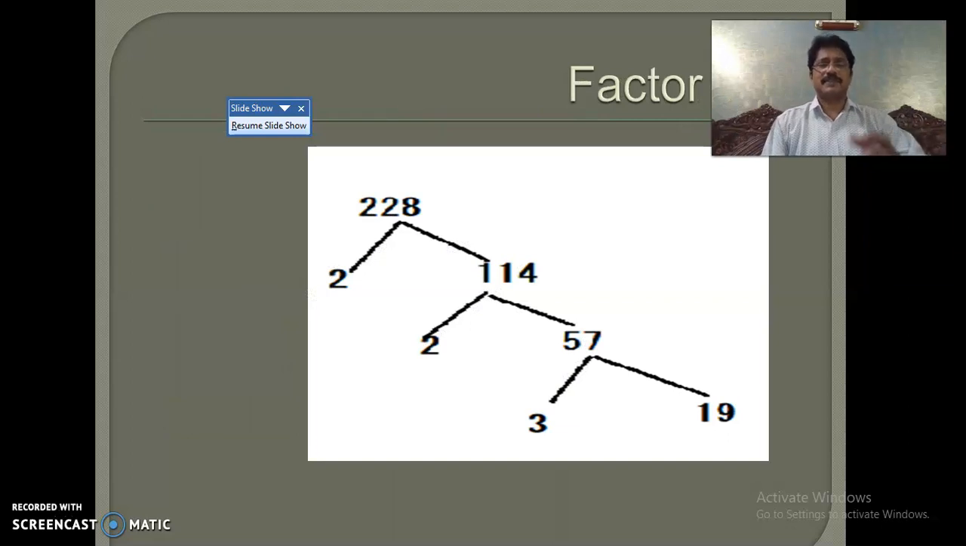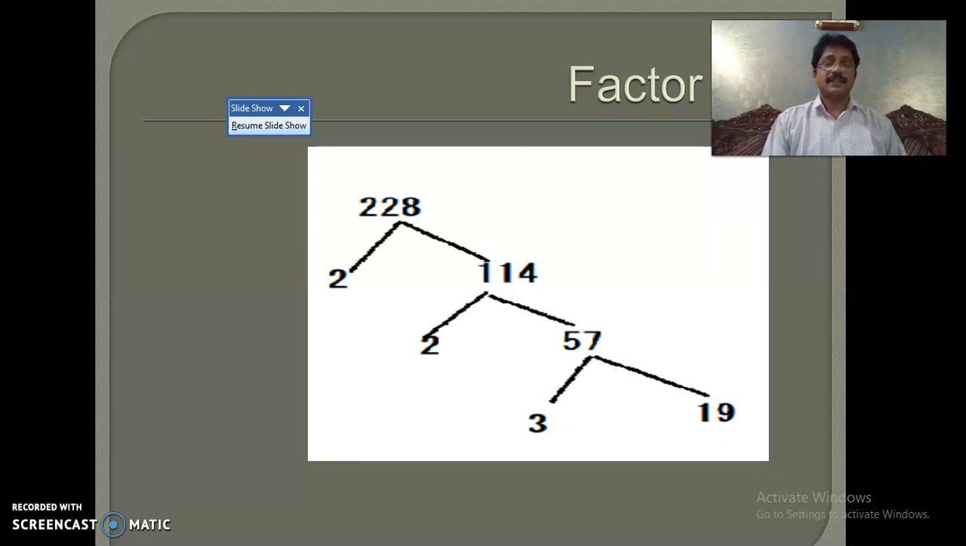Let's observe this 228. The smallest prime number is 2, as you know. When you divide 228 by 2, the quotient is 114. Again, 114 is an even number. How do we identify an even number? If the last digit of the number is 0, 2, 4, 6 or 8, that number is said to be an even number. An even number is a multiple of 2, correct?